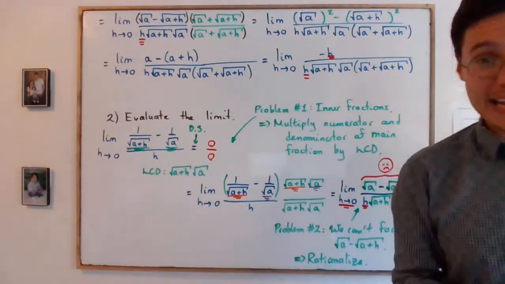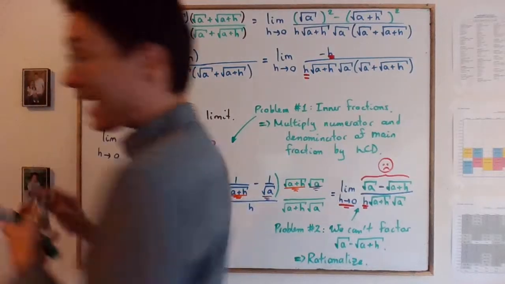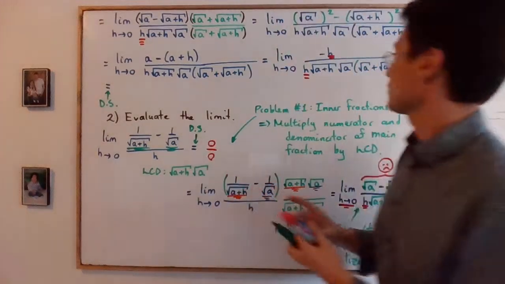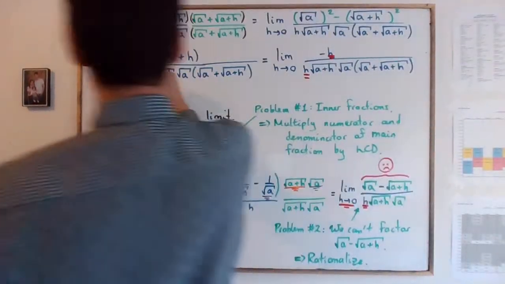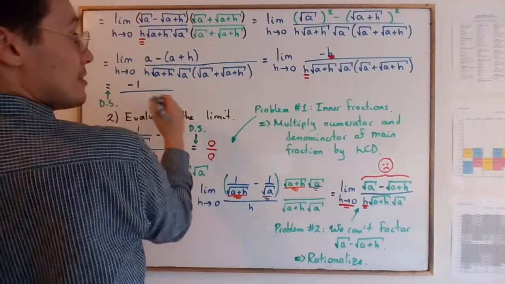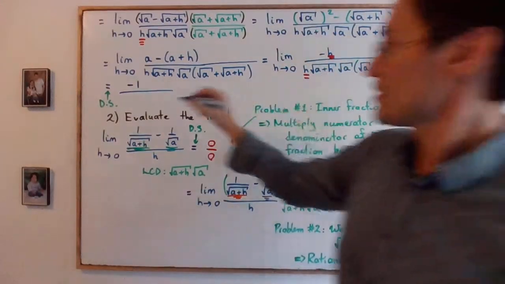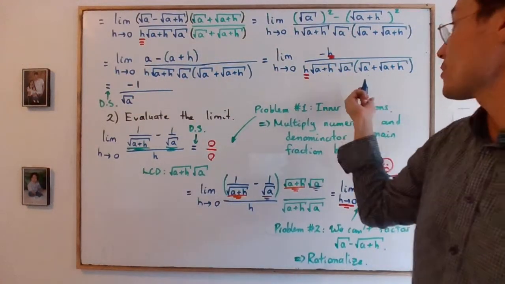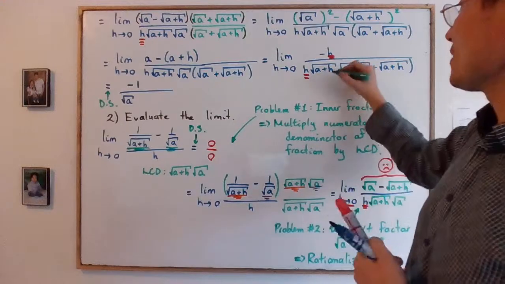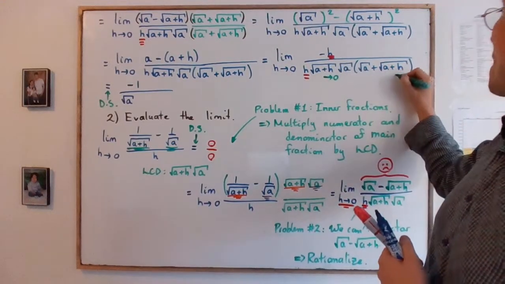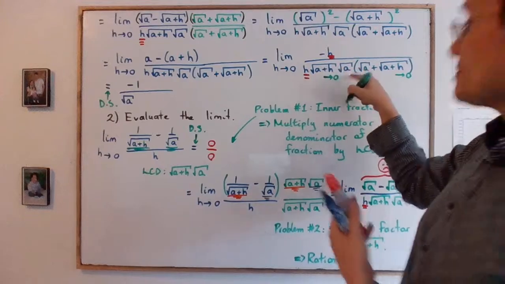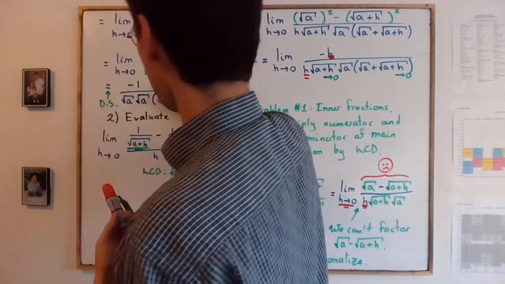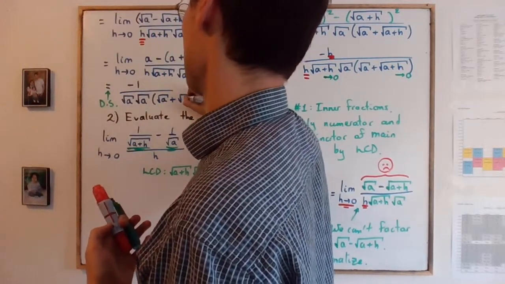So once we cancel the h, this is the time to try again direct substitution. So in other words, let's just replace directly. We have negative 1. Then we don't have any more h here. We have the square root of a, so square root of a plus 0, in other words. So note here that all these h's are approaching 0. So we have square root of a times square root of a times square root of a plus square root of a.